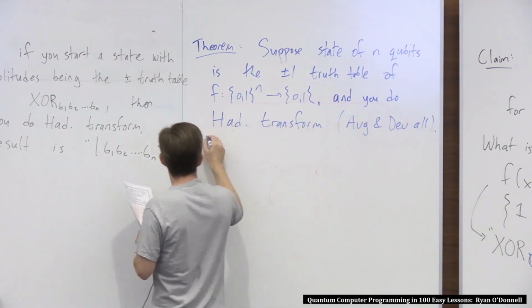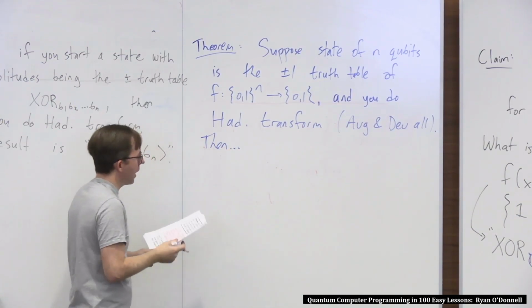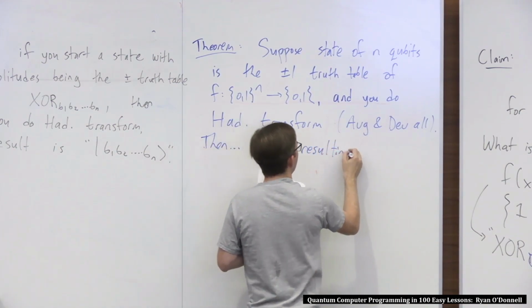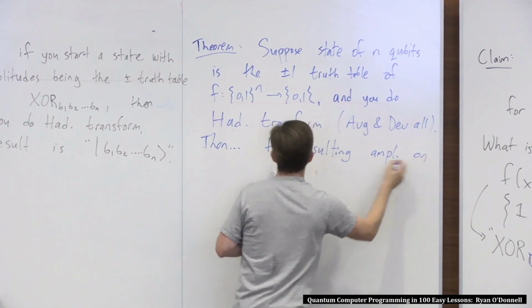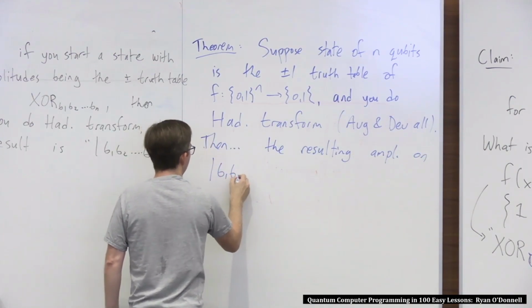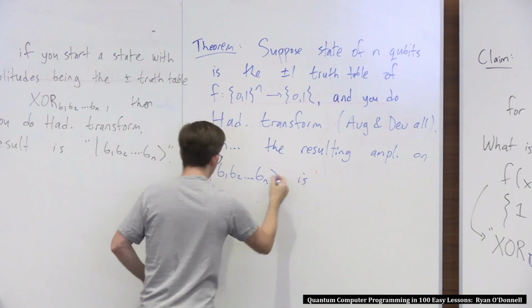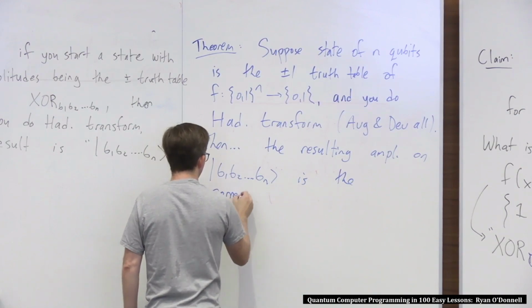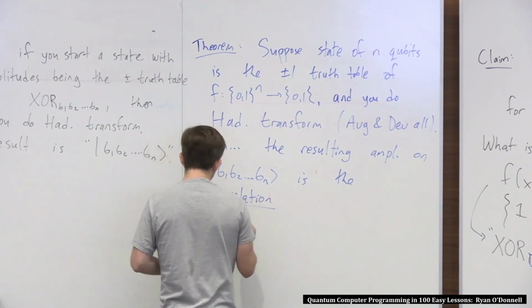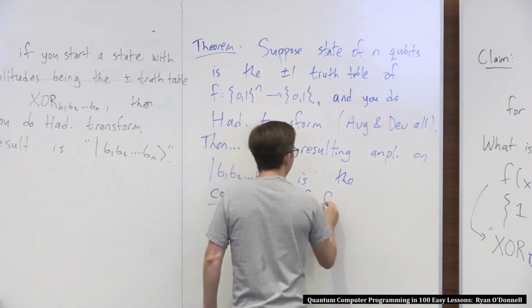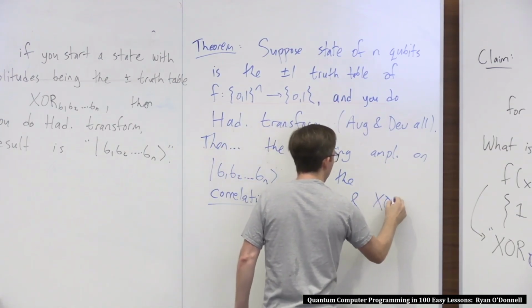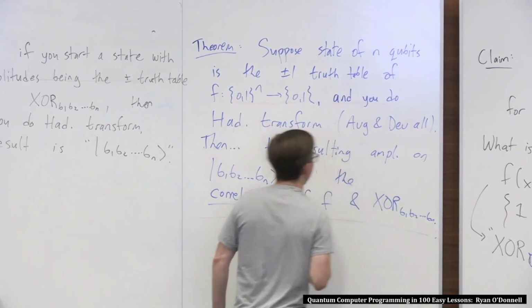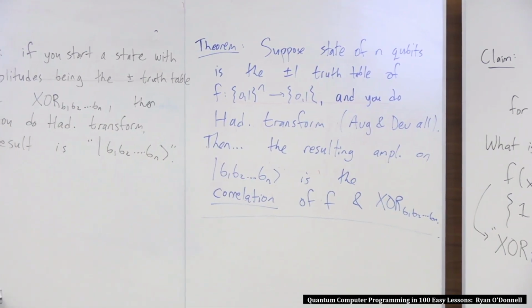Then I should tell you what the new state is, so I'll tell you what all the amplitudes are. The resulting amplitude on any given basic state, b1, b2, dot, dot, dot, bn, is the correlation, which I will define, of f and the function XOR sub b1, b2, dot, dot, dot, bn. So that's the theorem statement.